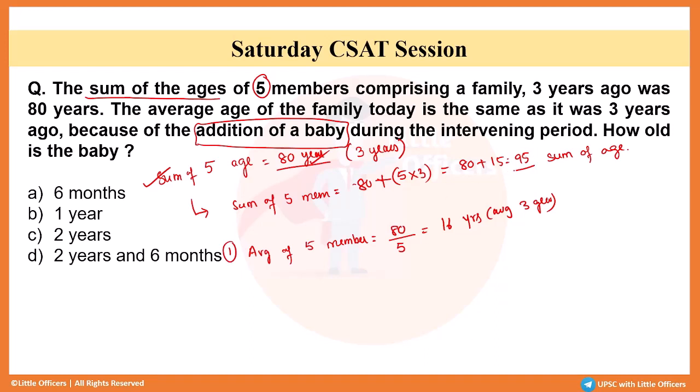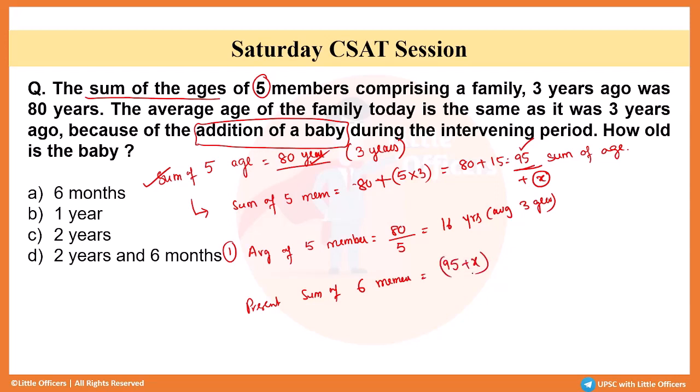But condition is given that present, with these changes, present sum is 95 plus there is one baby. Let's take x is the age of the baby. So 95 plus x, ठीक है, let's say present sum of 6 members. यहाँ पर who is the 6th member? That is the baby. So 95 plus x.